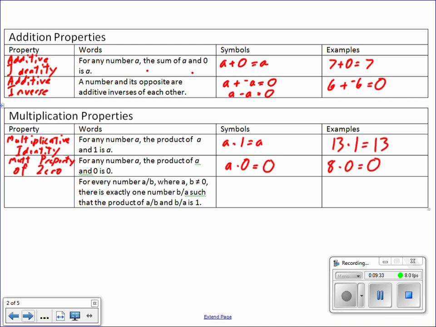Our last multiplication property: for every number A over B, where A and B are not equal to 0, there's exactly one number, B over A, such that the product of A over B and B over A is 1. Sounds very confusing. It's not too hard. It's actually kind of like this one up here. It's going to be our inverse property, the multiplicative inverse.